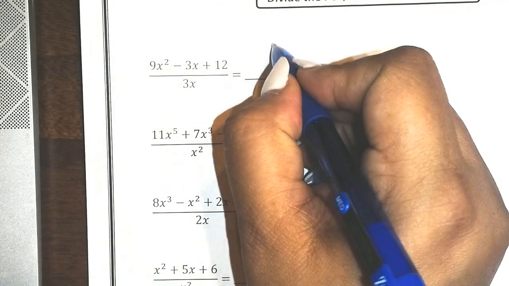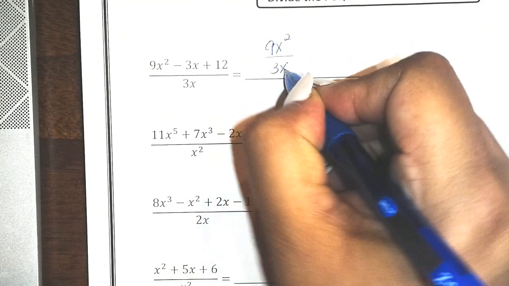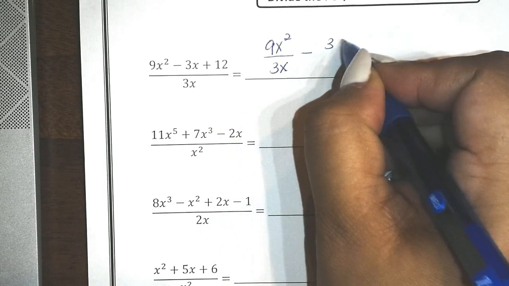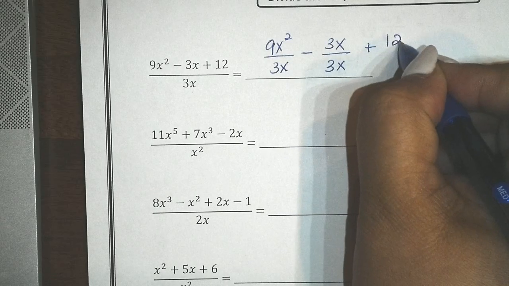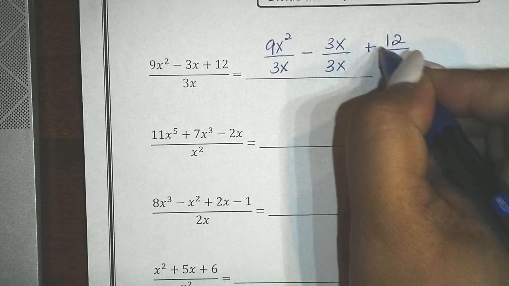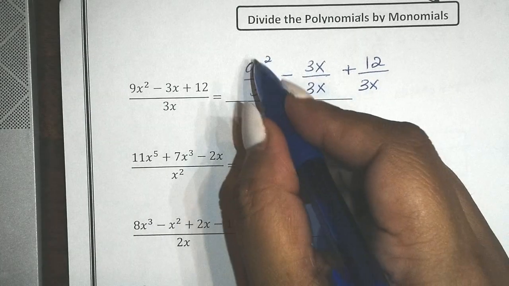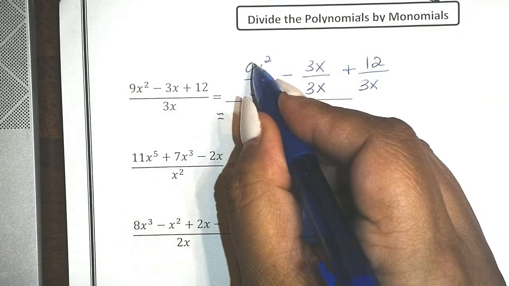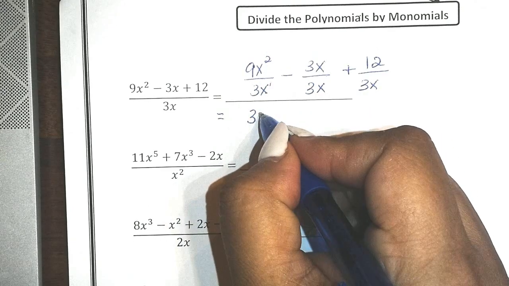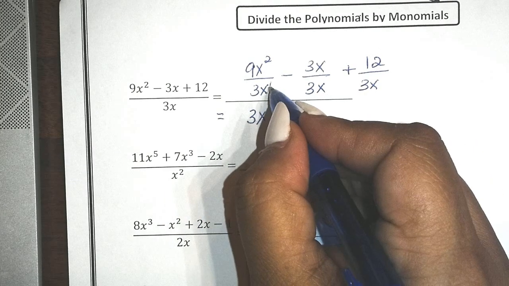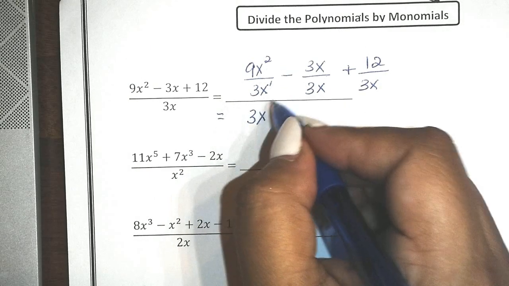So we're going to have 9x squared divided by 3x minus 3x divided by 3x plus 12 divided by 3x. Now this can simplify down. We have 9 divided by 3 is 3. X squared and x will give me x. X squared divided by 1x is x, because 2 minus 1 is 1.